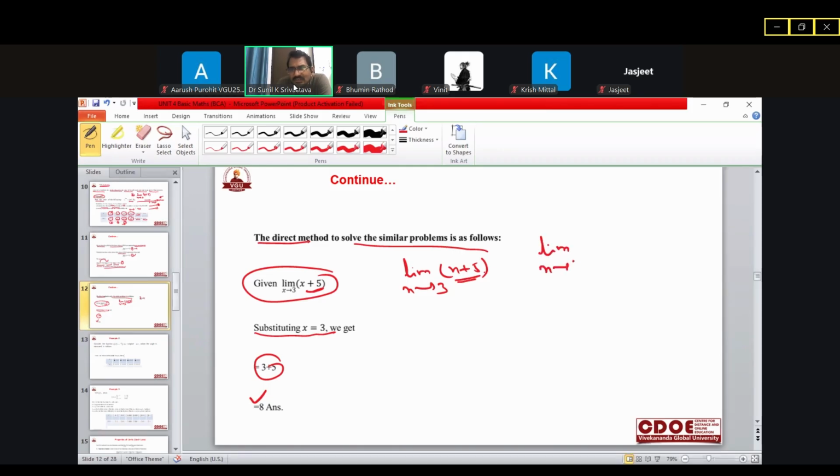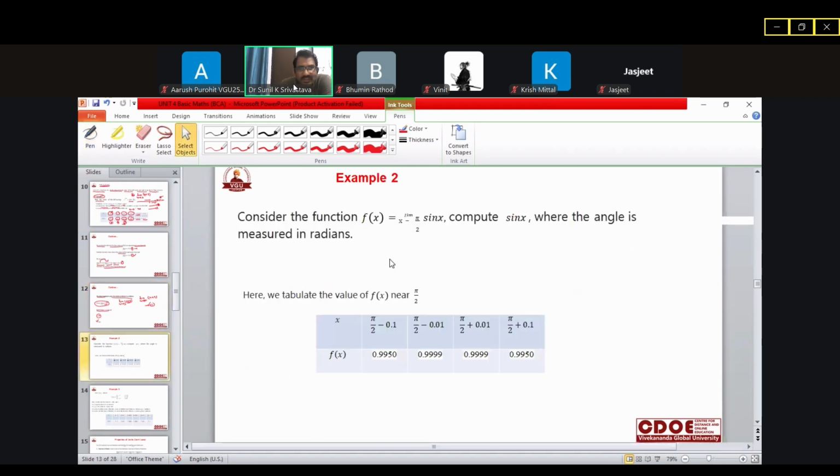Limit of x tends to 2, x plus 9. What is the value when x tends to 2? The x plus 9 means it tends to 2 plus 9, so its value tends to 11. So when x tends to 2, the value of the function tends to 11. So that is the limit of the functions. In that way, we continue.